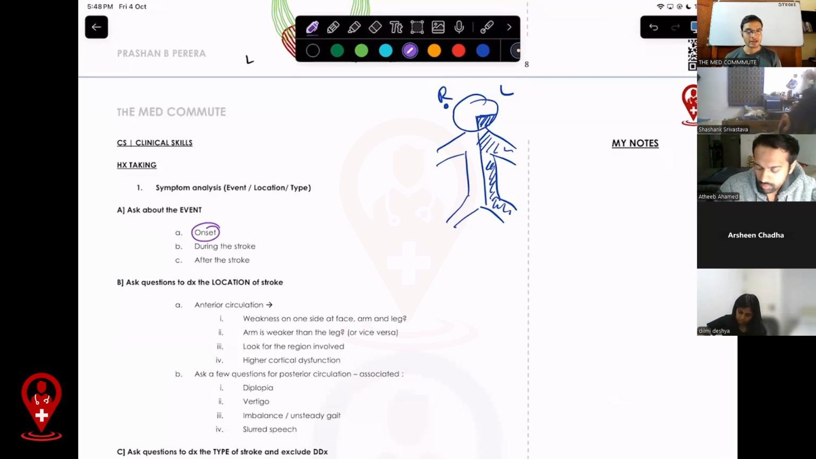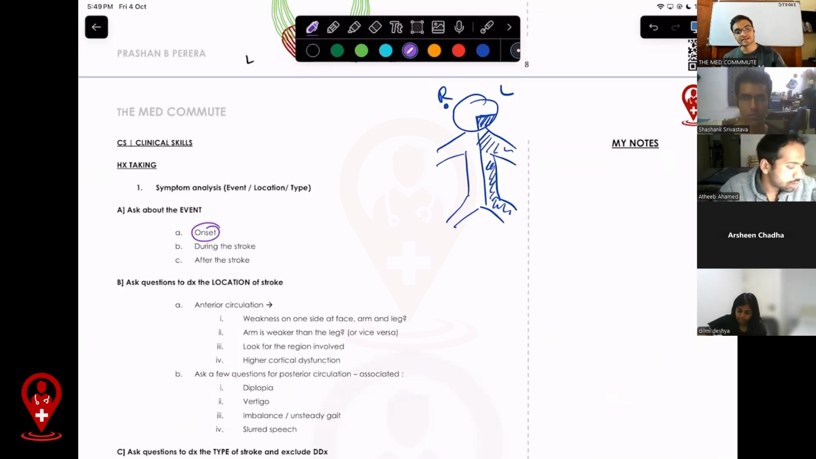Then you can also ask about any associated features. Was there any headache? Because you all have heard of something called a thunderclap headache. That comes with subarachnoid hemorrhage, another entity coming under hemorrhagic stroke. So we want to exclude these kinds of things. Was there any vomiting? Did you have a seizure? After coming to the hospital, did they check your blood pressure? What was the blood pressure? Because if the blood pressure is very high, again it might be indicative of a hemorrhagic type of stroke. So you have to ask these kinds of questions about the event.